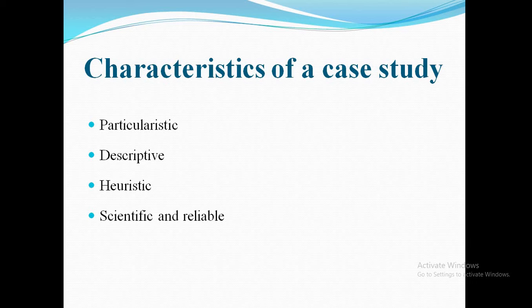Next, we will be dealing with the characteristics of a case study. The first one is particularistic, meaning the number of units to be studied in a case study is small. So it focuses on a particular situation, event, program or phenomenon. So it studies a social unit deeply and thoroughly. That is why case studies tend to be selective, focusing on one or two issues that are fundamental to understanding the system being examined. Second is descriptive.